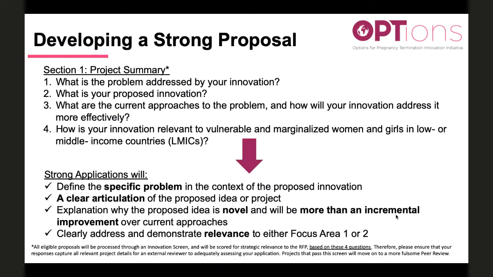Clearly articulate the proposed idea. So we understand that these sections are shorter. However, again, those longer sections that come later in the proposal will only be reviewed if you make it to the external peer review stage. So it's very important to have all of the key information in this project summary instead of referencing later sections that the first reviewers won't actually be reading.